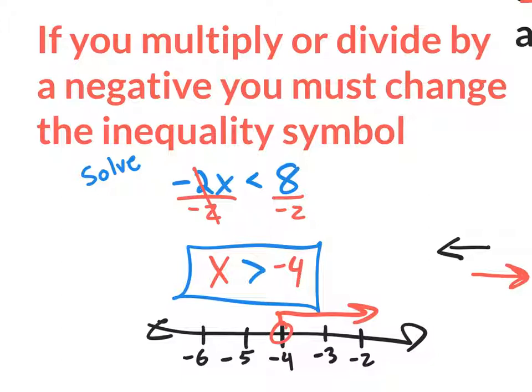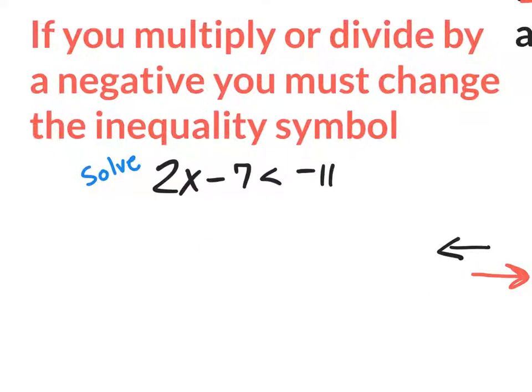So solving is exactly the same. The only difference is at the very end, you get your answer. The only difference is that when you multiply or divide by a negative, you must flip the inequality symbol. And then, of course, we graph our answers on a number line.